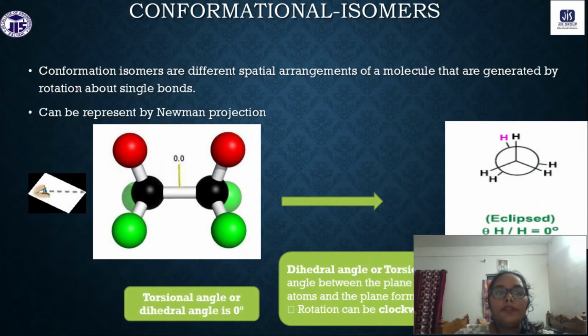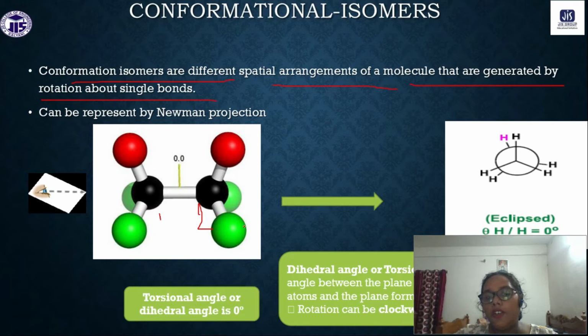So conformational isomers have different spatial arrangements of a molecule that are generated by rotation about the single bond. Look here, there are two carbons, 1 and 2, right? If carbon 1 is constant and you are rotating this C2 carbon, what will happen? At some time this red atom will be at the upper side, at some time it will move here, and at some time it will move here.